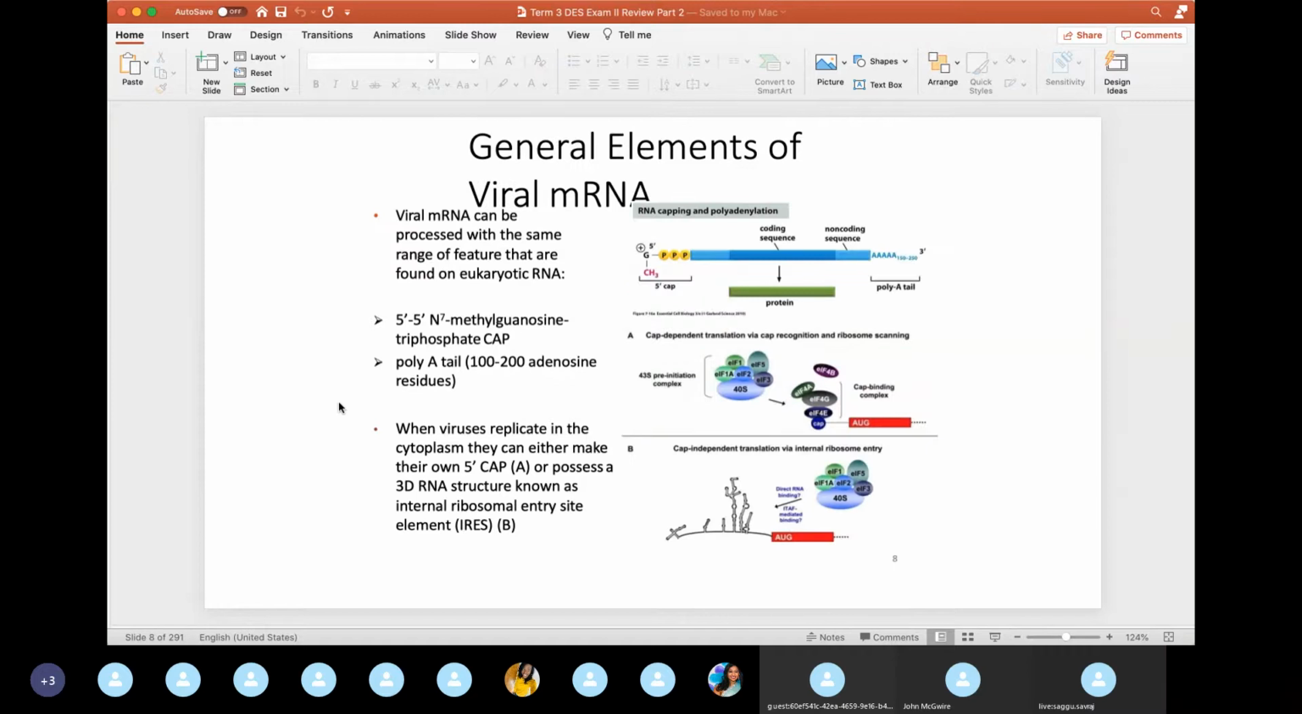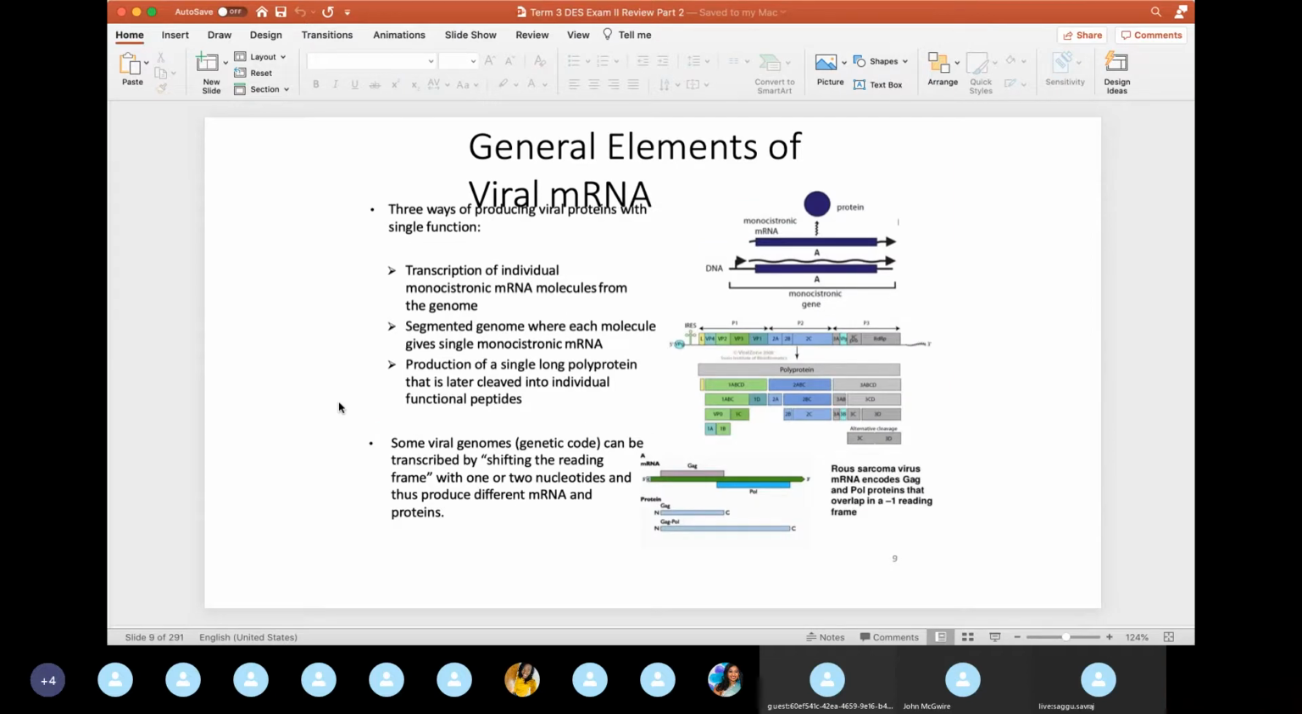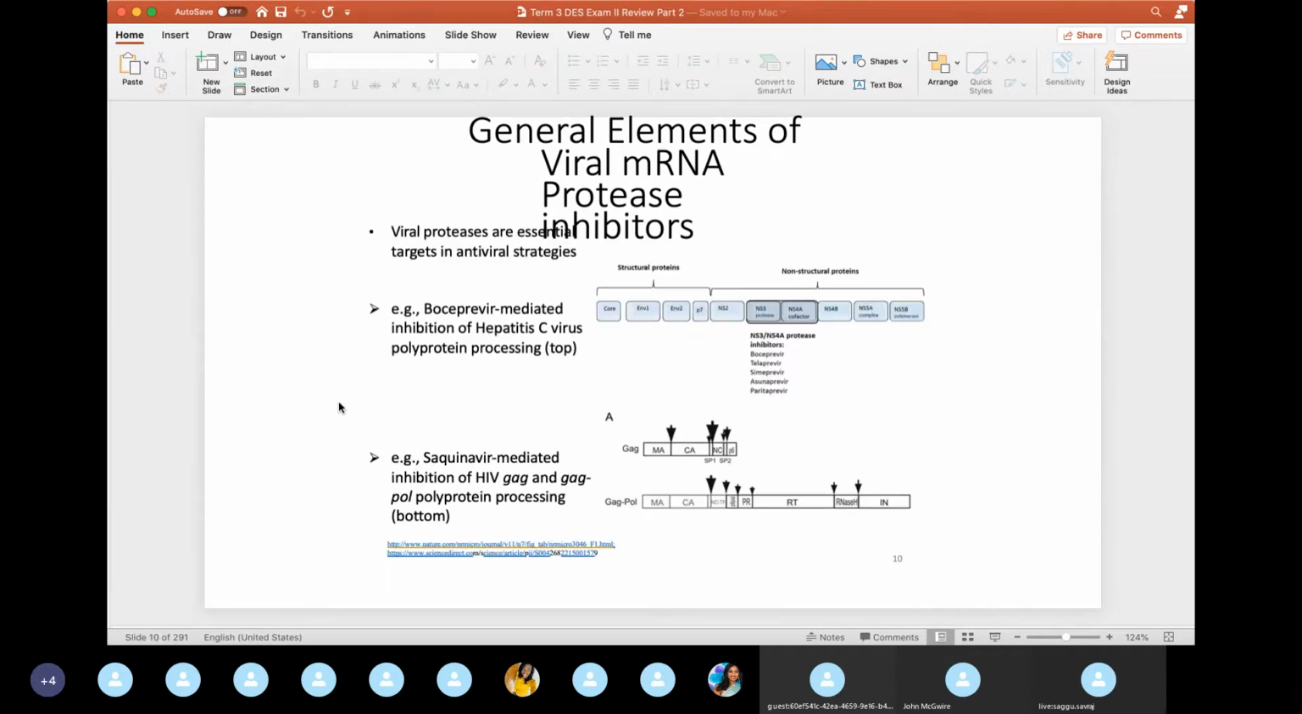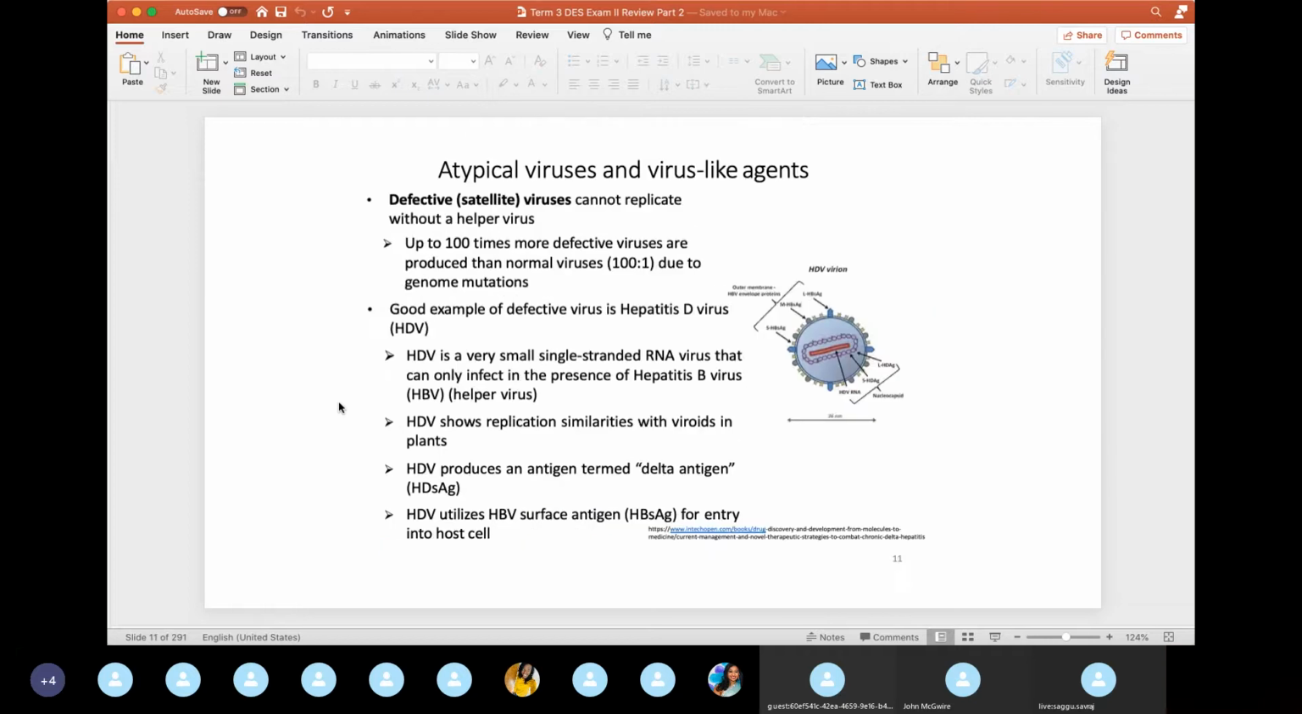Also, don't forget that the viral mRNA can also be modified. So you have the 5' to 5' N7 cap, and then you have the poly A tail. Viral proteases are essential targets in your antiviral strategies. Do I need to know boceprevir and saquinavir right now? No, but in term 4, you need to know them.